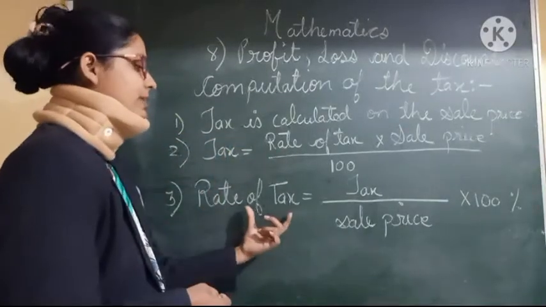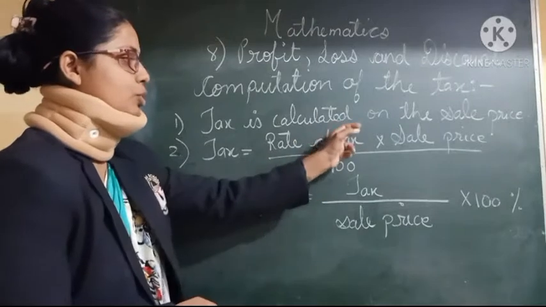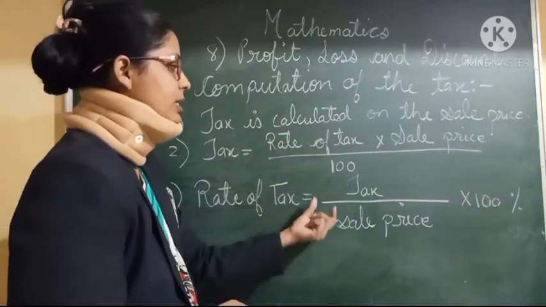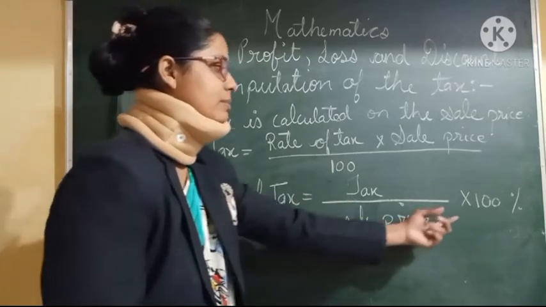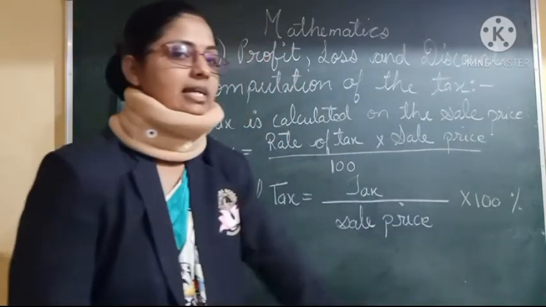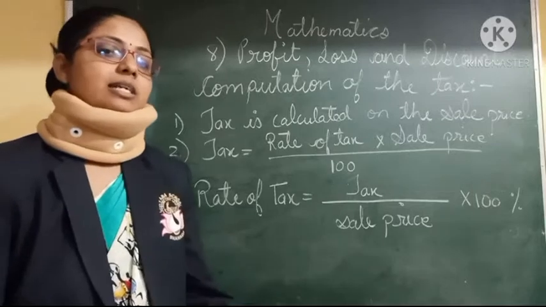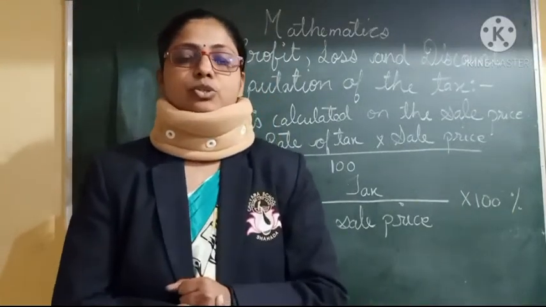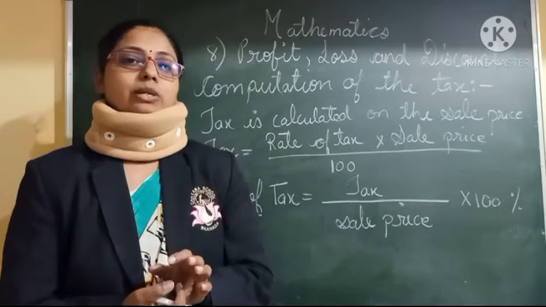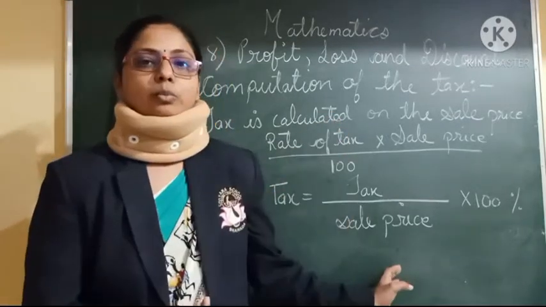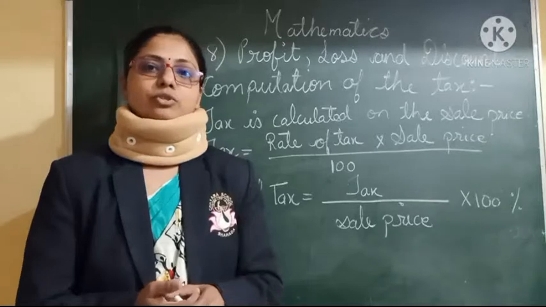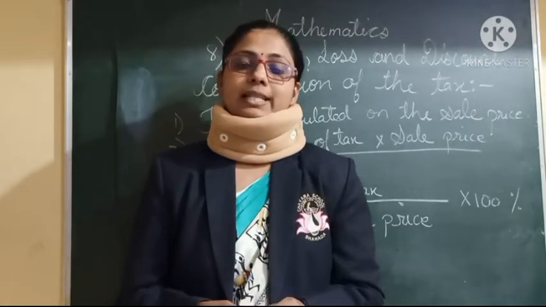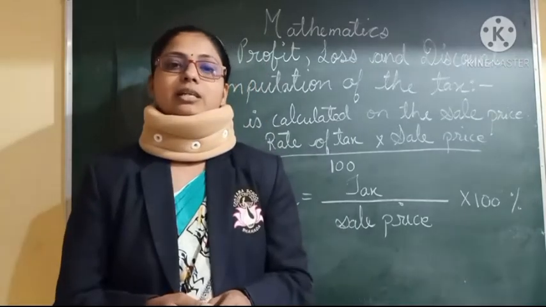Then the rate of tax; this rate of tax we should know. So how do we find this rate of tax? Rate of tax equals tax upon sale price, multiplied by 100, and we will get the rate in percentage form. As I told you, it involves mostly the concept of percentage. So the tax can be calculated with these formulas, and they will be very useful to solve examples. In this way we can calculate the tax.